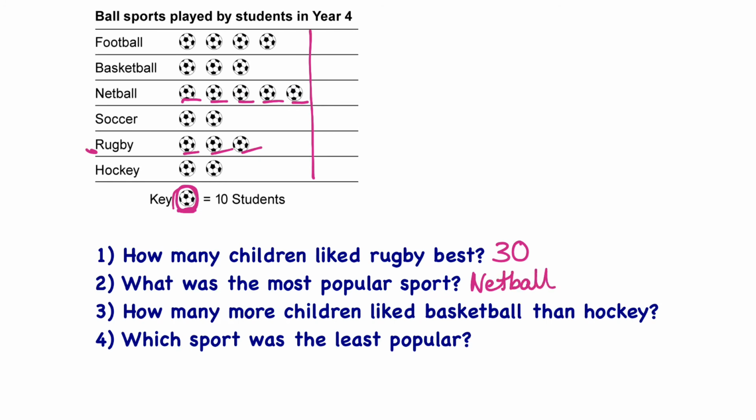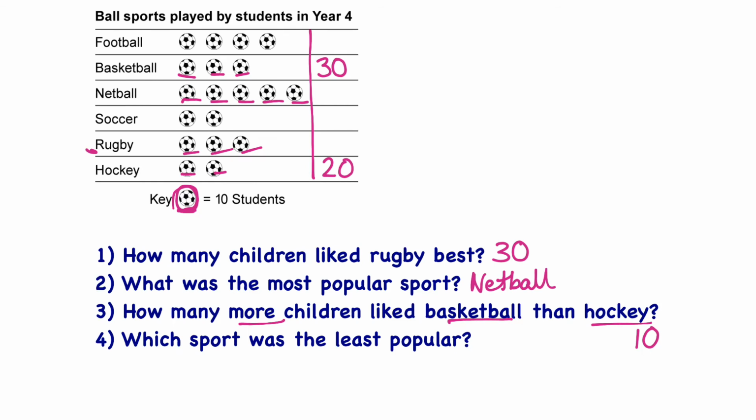How many more children liked basketball than hockey? So first of all, let's look at basketball. We can see 10, 20, 30 liked basketball. And let's look at hockey. Let's see 10, 20. So the question says, how many more children liked basketball? Well, the difference between 30 and 20 is 10. So I know that 10 more children liked basketball than hockey.